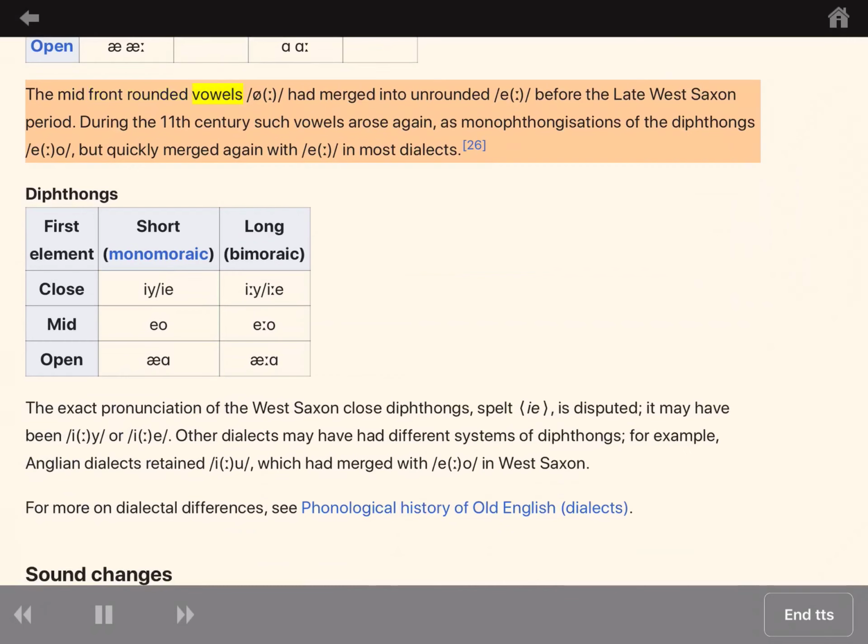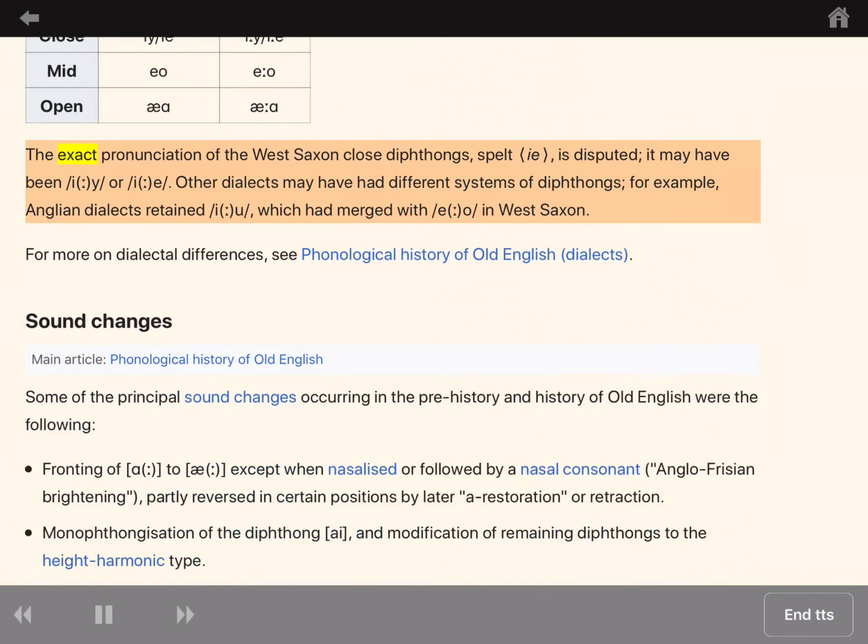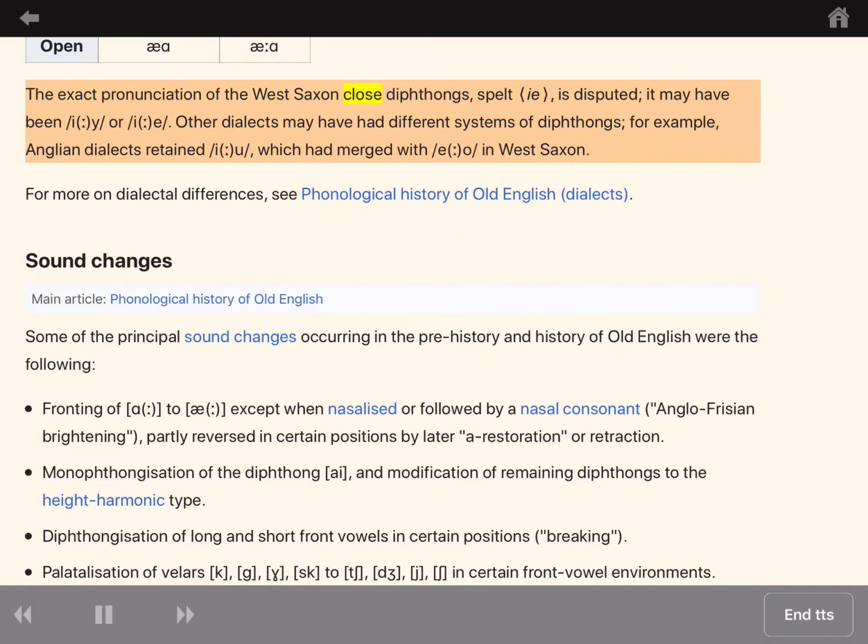The mid-front rounded vowels ø and ø: had merged into unrounded e before the late West Saxon period. During the 11th century such vowels arose again, as monophthongizations of the diphthongs eo, but quickly merged again with e in most dialects. The exact pronunciation of the West Saxon closed diphthongs, spelt ie, is disputed. It may have been ii or ie.